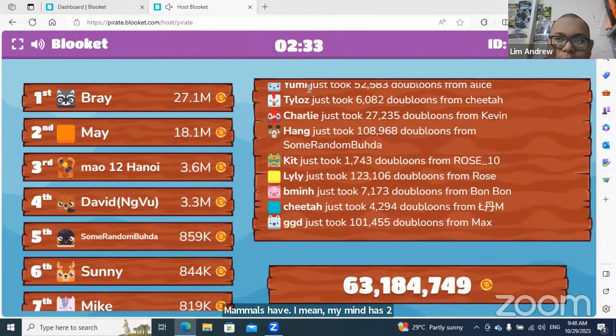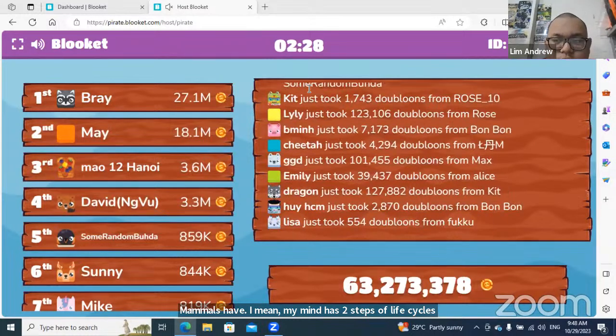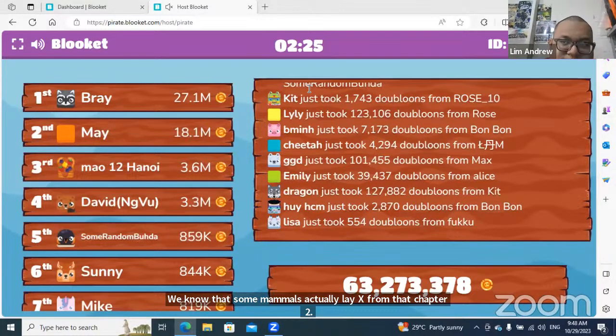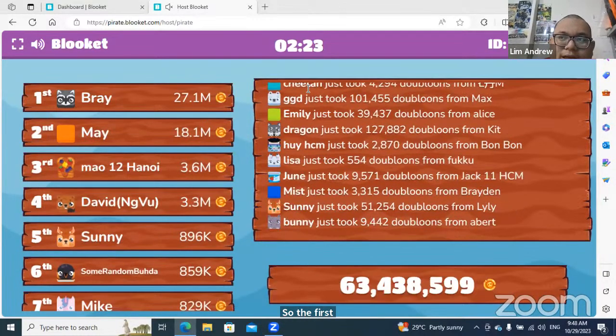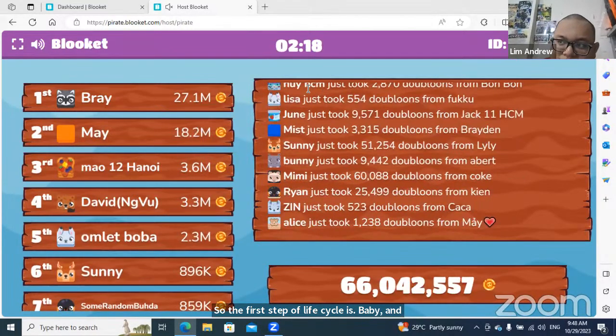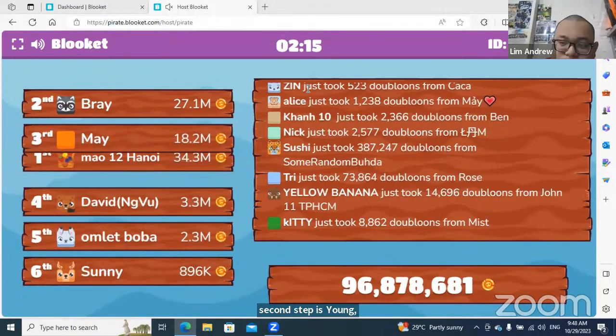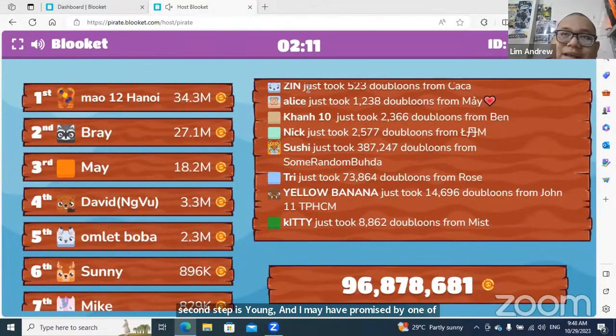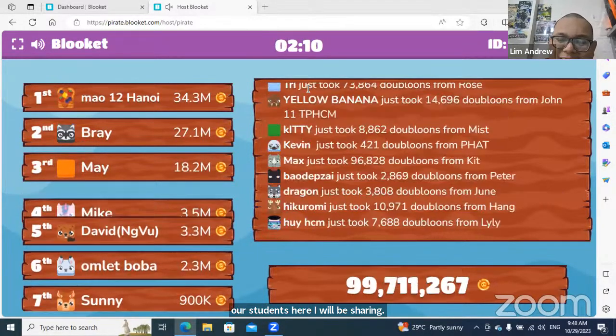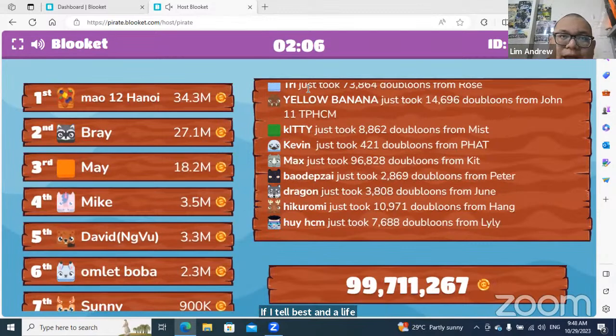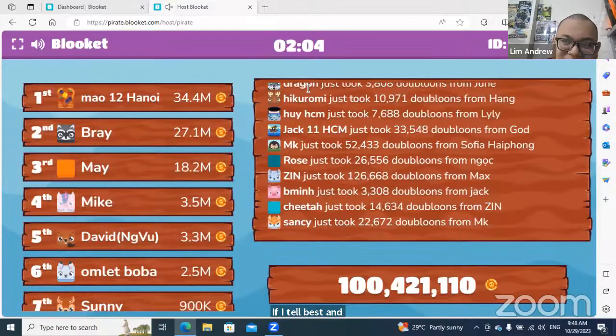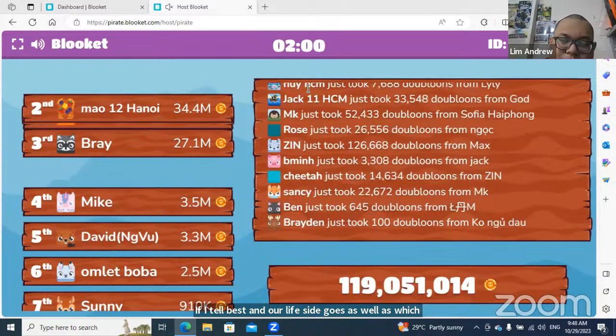We know that some mammals actually lay eggs from chapter 2. So the first set of life cycle is baby, young, and adult. The second set is egg, young, and adult. And I made a promise to one of the students here. I will be sharing different types of bears and their life cycles, as well as which bears can climb trees, in dialogue later. After we looked into animals, we looked into plants.